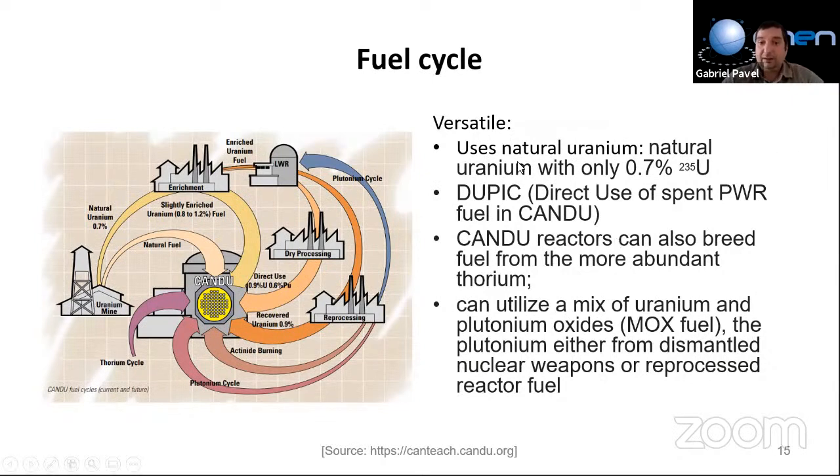There are several fuels: the DUPIC cycle, direct use of spent PWR fuel in CANDU. So after you use the enriched uranium in the PWR reactor, after reprocessing, you can use it in CANDU type reactors. It can also use a thorium cycle fuel, but it can also use MOX type fuel.